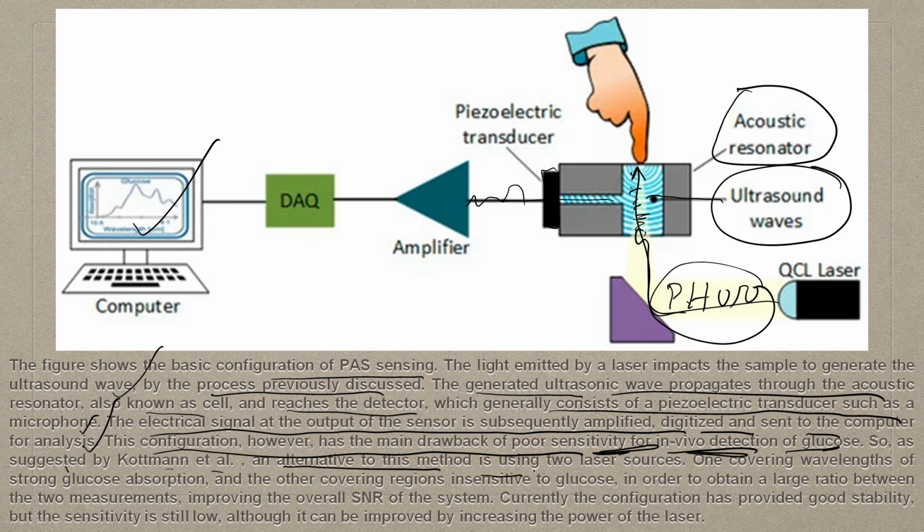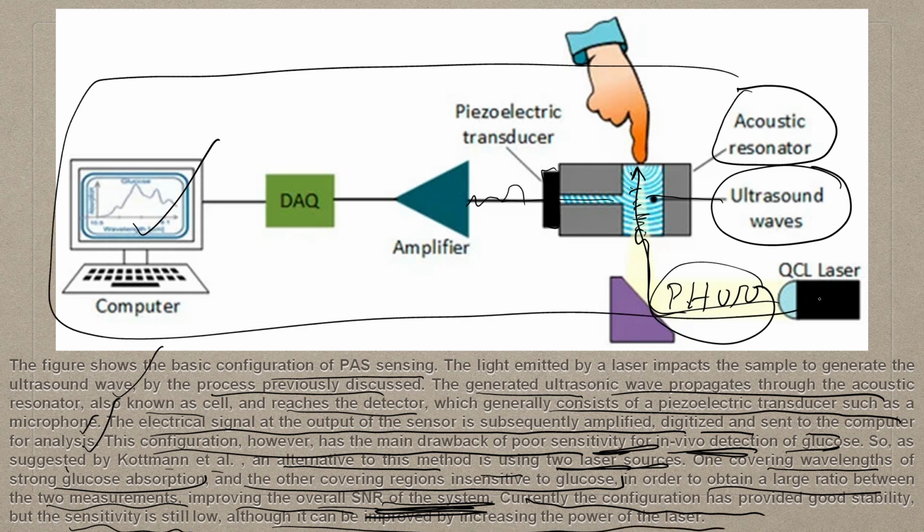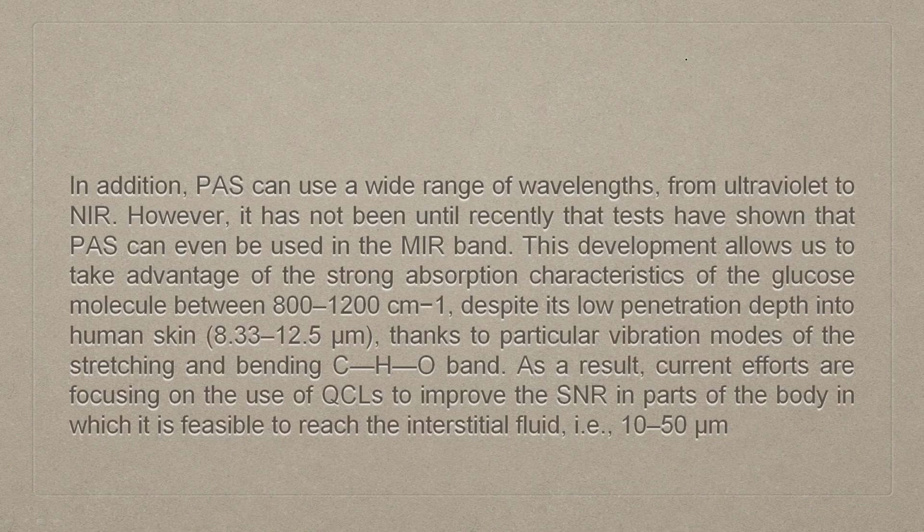An alternative to this method is to use two laser sources, one covering the wavelength of strong glucose absorption, the other covering the regions insensitive to glucose. Essentially, you are trying to subtract a less sensitive measurement from a more sensitive one in order to obtain a large ratio between the two measurements, improving the overall SNR, signal-to-noise ratio, of the system. Currently, the configuration has provided good stability, but the sensitivity is still low, although it can be improved by increasing the power of the laser. So this is the overall PAS-based technology we have been talking about.